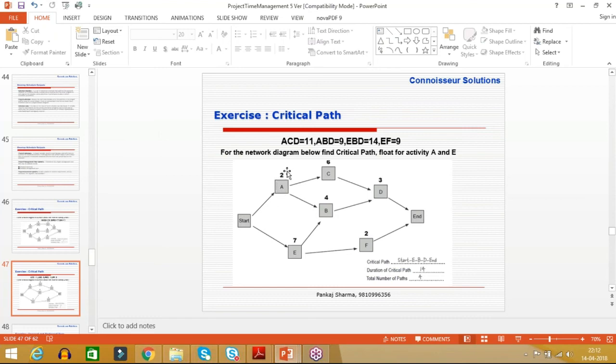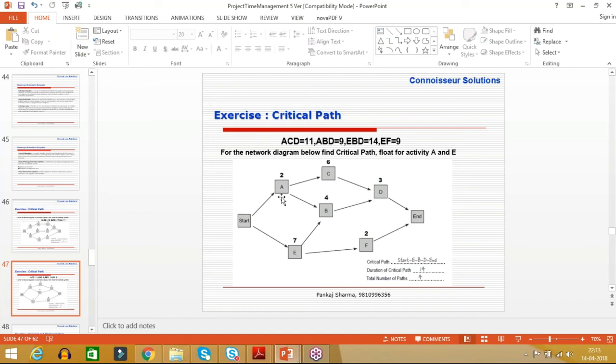Okay. So now, can you tell me the float of activity B? 0. Why? Can we afford any delay on B? No, because it is part of the critical path. Correct. Now, what should be the float of F? 5 days. It's 5 days.